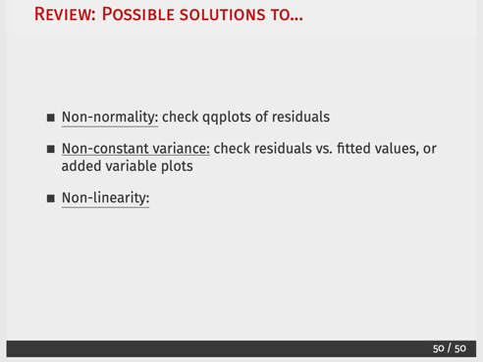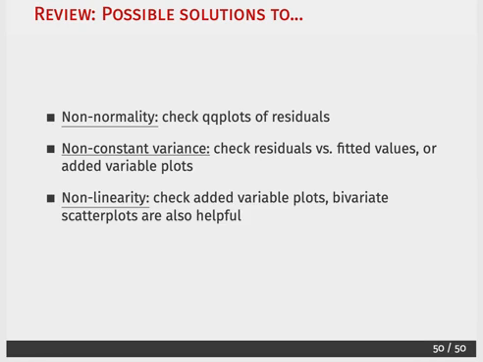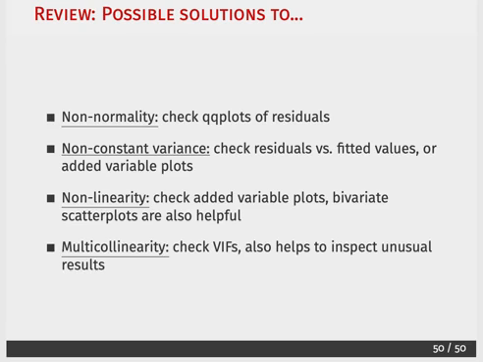We also need to check for nonlinear relationships, and again, we can use added variable plots or just bivariate scatter plots. To conclude, what we talked about in the last couple of videos in this module is multicollinearity, and we can look for covariates that may covary with each other by checking the variance inflation factors. And again, I think just looking at scatter plots in general can help figure out which covariates are likely to induce multicollinearity.